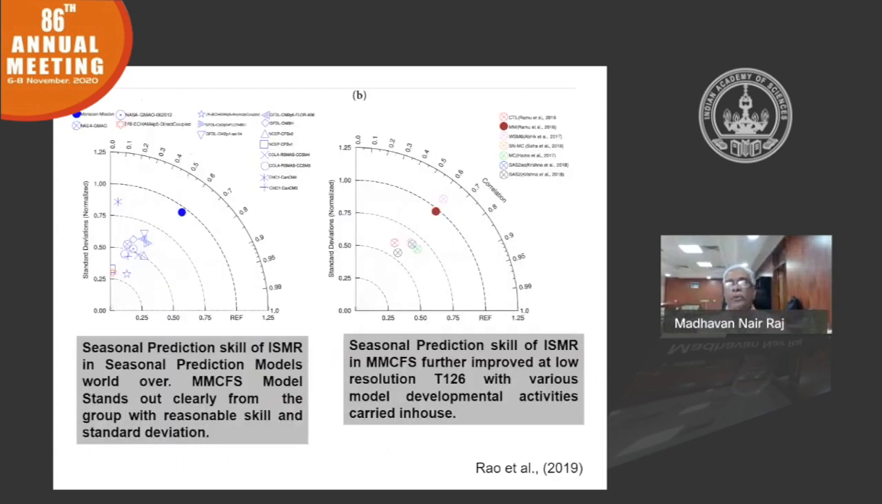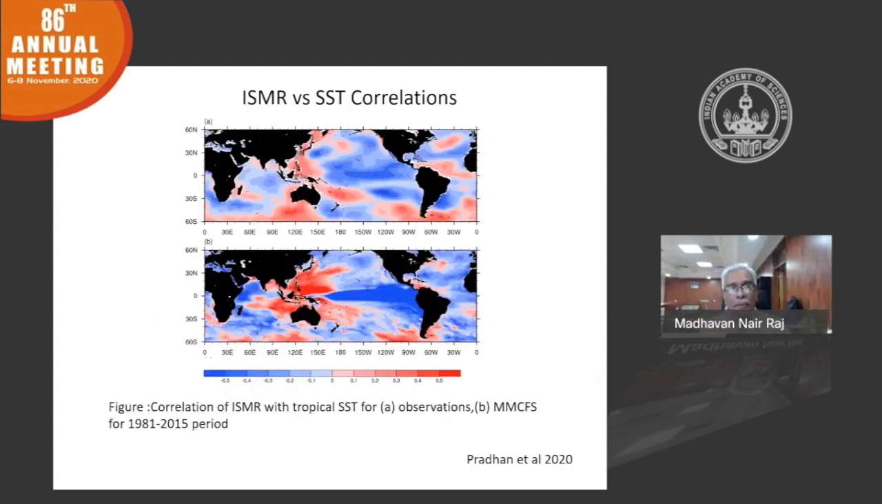And also when compared to the skill of other models, this model, which we developed under the Monsoon Mission efforts, is comparatively far better than many other dynamical models. And this model is one of the best in the world now. And of course the skill is still close to 0.6, about 35% or 36% of monsoon rainfall is predicted by this model. But as I said, there are a lot of model issues.